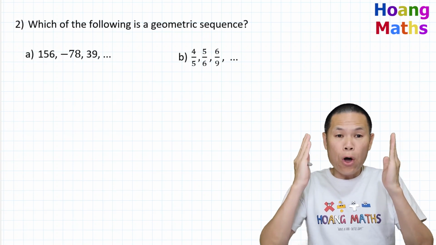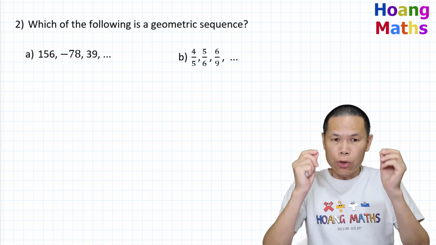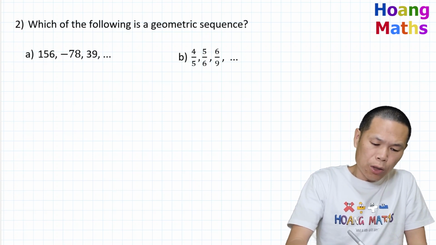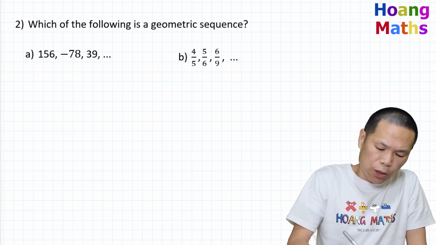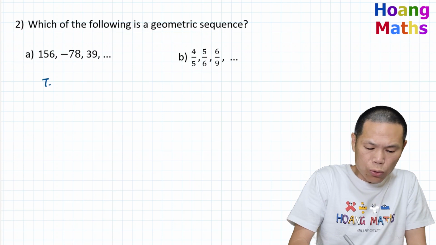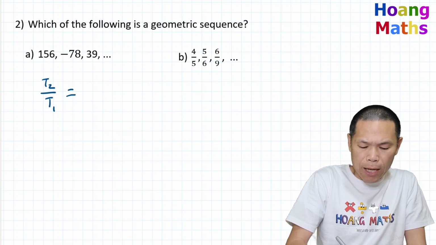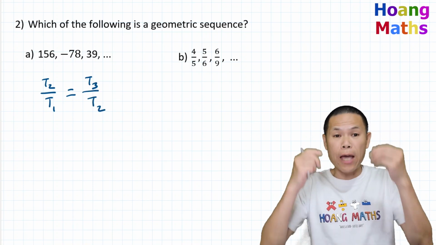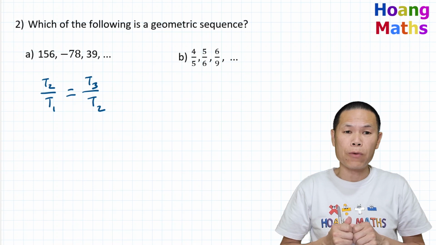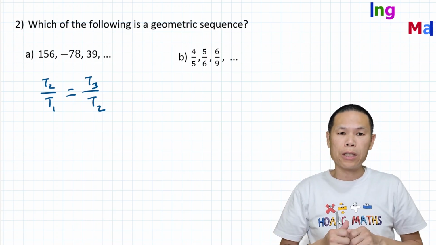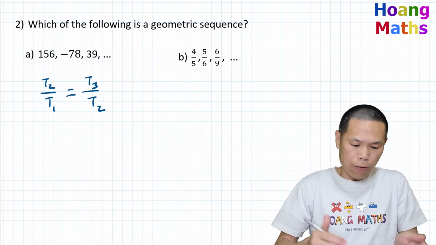Now remember, for a geometric sequence, the common ratio must be the same. In other words, because we only have 3 terms, term 2 over term 1 must be exactly the same as term 3 over term 2. If they are equal, they have the same common ratio, which is a geometric sequence. If not, it will not be a geometric sequence. Keep that in mind for me.